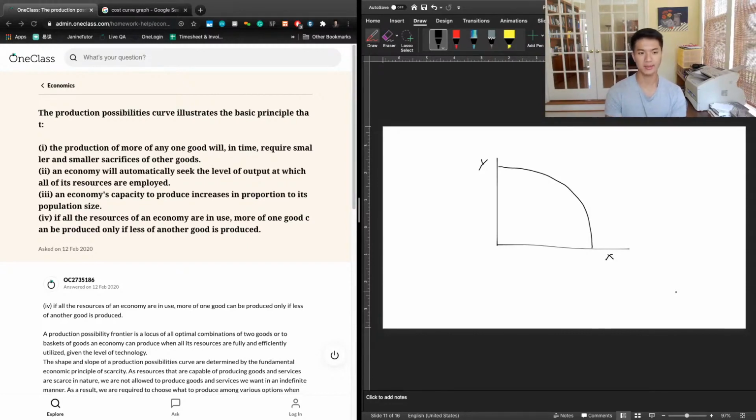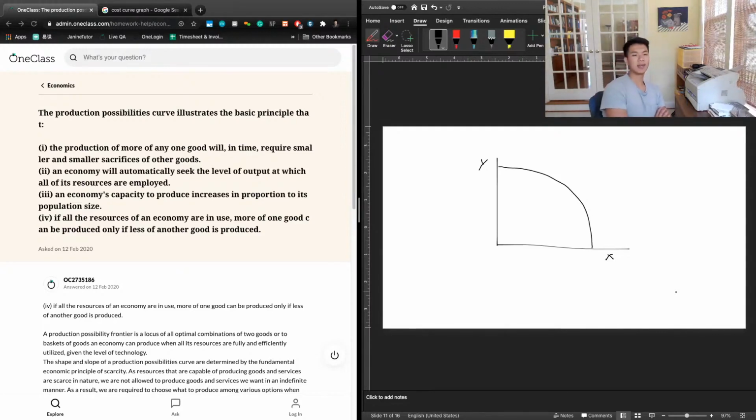Option 2 says an economy will automatically seek the level of output at which all its resources are employed, and that's not what the PPF says. There's definitely a possibility where you don't produce on the frontier, but inside the frontier, and it's something that's feasible but not efficient. So it's not proven that economies will naturally seek out or equilibrate at full resource employment, at least not in the PPF. It's not going to be 2.